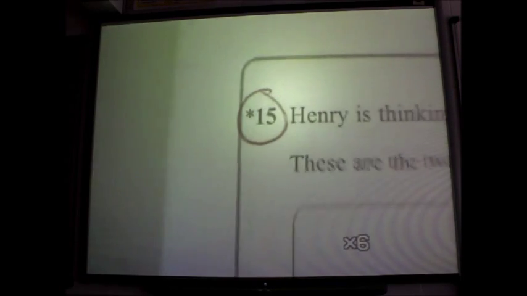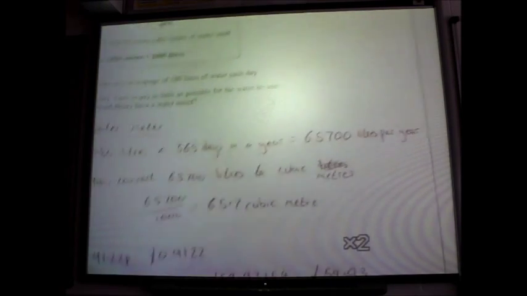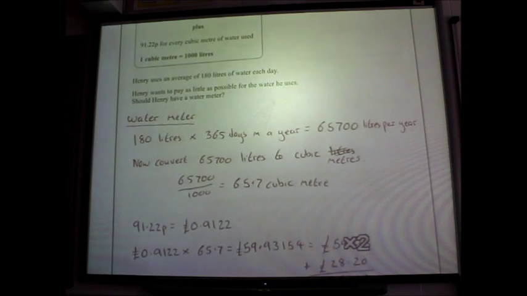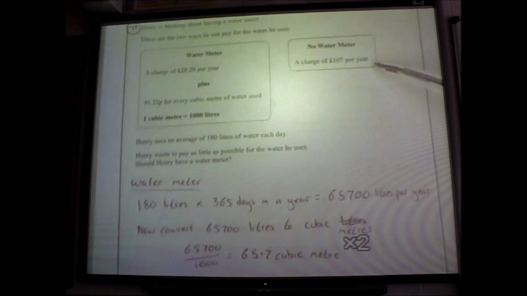Question 15. Quite big on this. Another one, look at that. It's a functional question, so you will get marks for how you lay your work out. Let's see what we've got. It's about a water meter, should he get one installed or not. It tells you at the top.